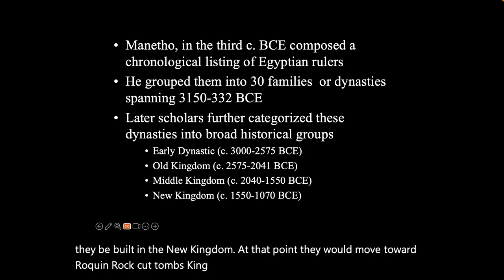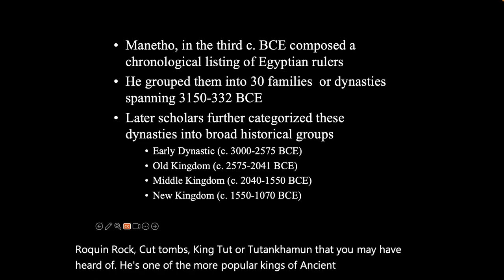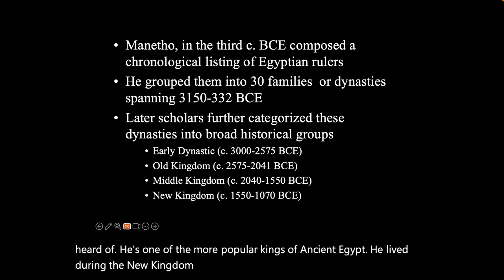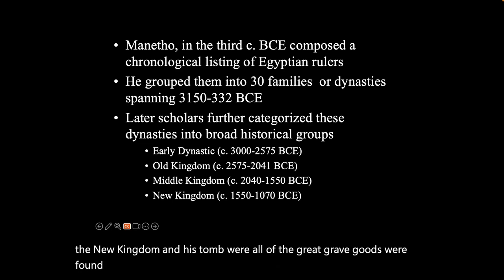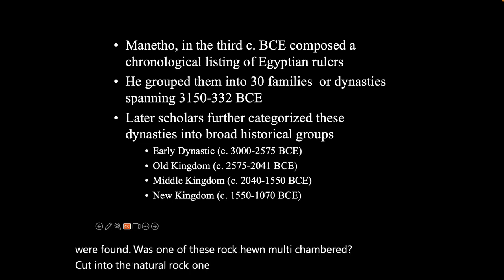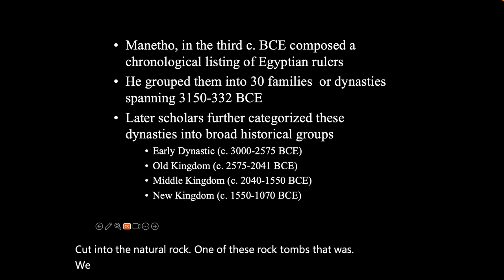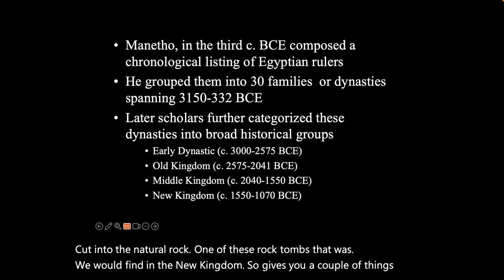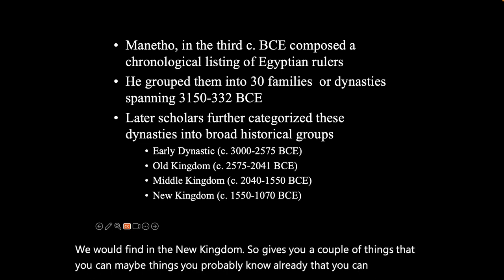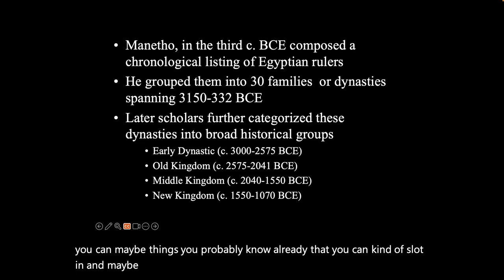King Tut, or Tutankhamun, that you may have heard of, he's one of the more popular kings of ancient Egypt. He lived during the New Kingdom, and his tomb, where all of the great grave goods were found, was one of these rock-hewn, multi-chambered tombs, cut into the natural rock. That was what we would find in the New Kingdom. So it gives you a couple of things you probably know already that you can slot in, and maybe that helps clarify some of this progression.